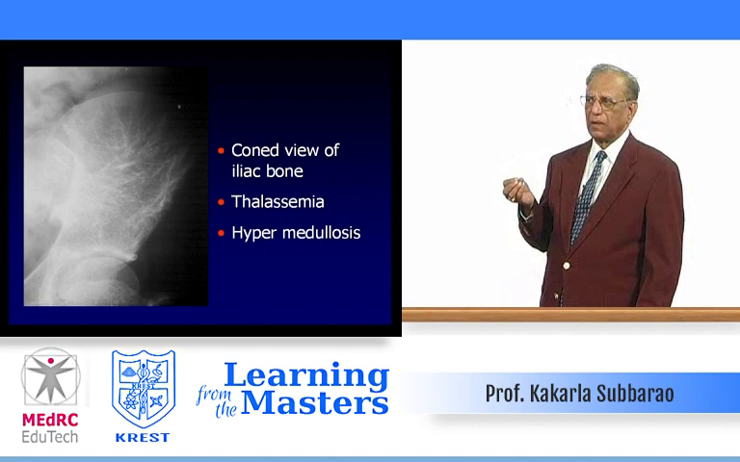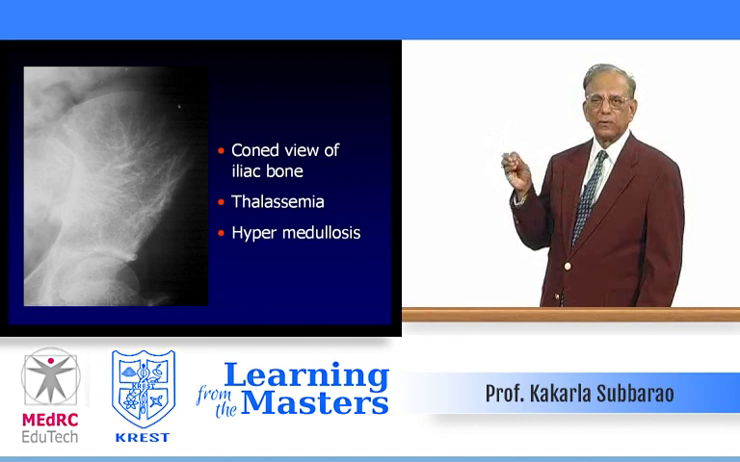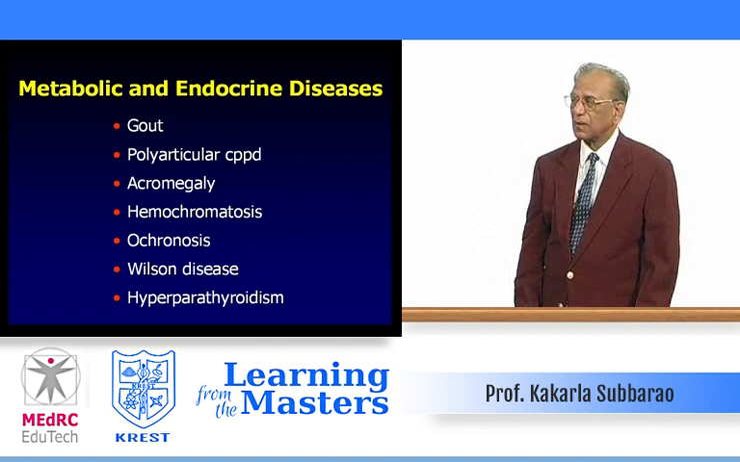And look at the iliac bone, mosaic type of appearance. It's a cone view of the iliac bone, just to focus upon the matrix of the iliac bone, upon the spongiosa, how it has changed because of the hypermedullosis, compensatory hypertrophy of the bone marrow. Metabolic and endocrine diseases, we said earlier.